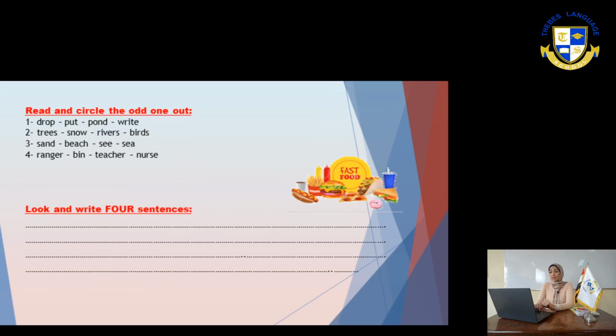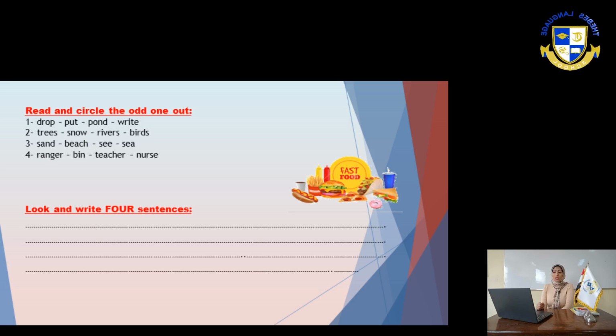Okay, for the next slide, read and circle the odd one. The odd one here, you just have one noun or one verb or one adjective. It's odd. It's not rhyming with the other words or the other verbs. So we are going just to take it out. So let's check with number 1, drop, put, pond, and write. Yes, correct, it's pond, because all of them are verbs, but pond is a noun.